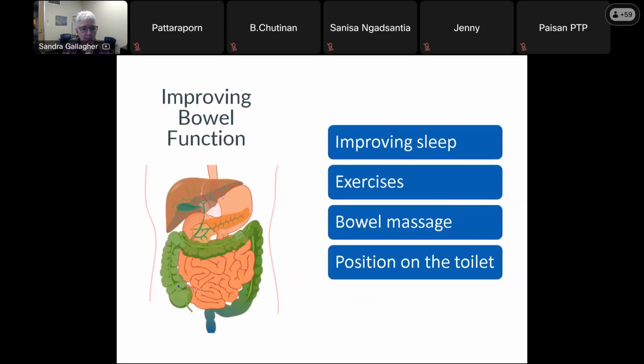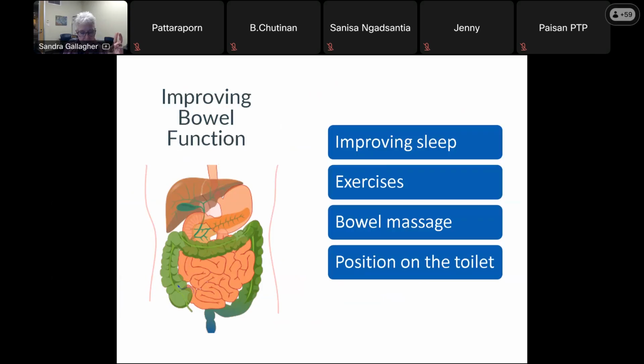Okay, we're moving on to bowel function now, and ways to improve bowel function. People need to sleep well. People need to move and exercise. I'll show you some simple exercises, but walking is really great. And then we can talk about positioning on the toilet as well. We're also going to talk a little bit about using interferential current to help with slow colonic transit.